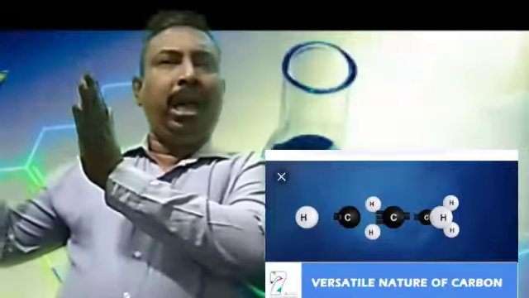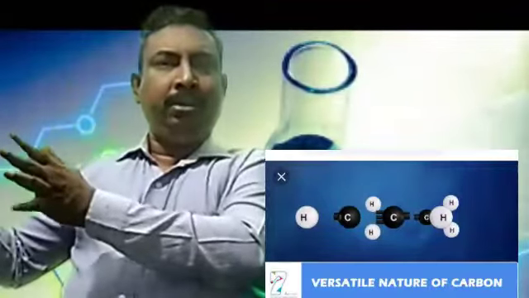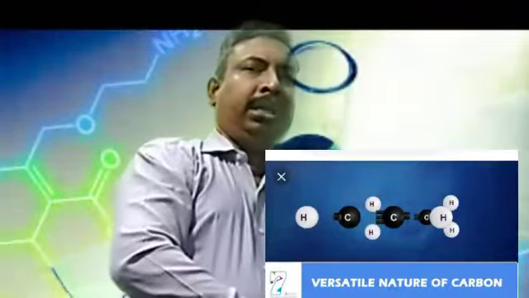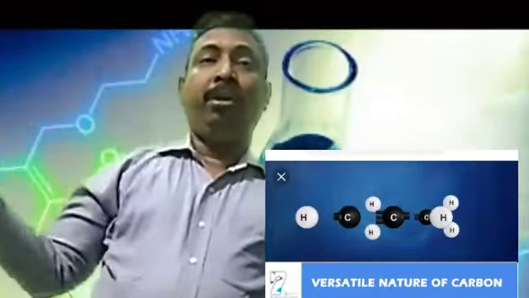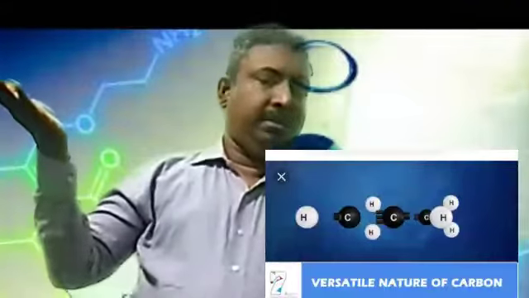If you put all the carbon compounds on one side and all the remaining non-carbon compounds on the other side, you will see that the number of carbon compounds is more.